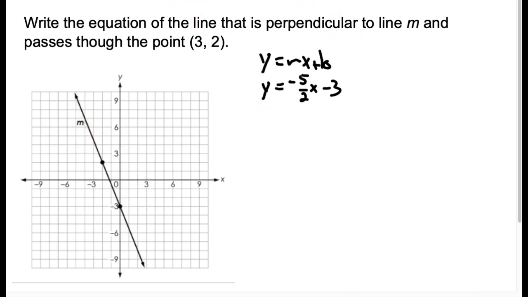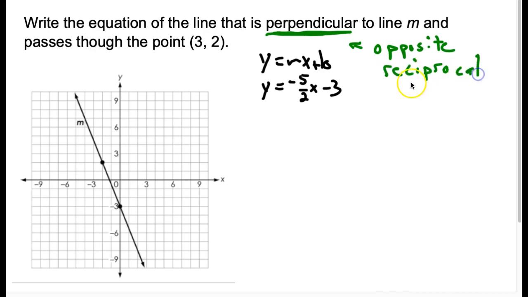Now, I want to write the equation of a new line that is perpendicular. Perpendicular, remember, means opposite reciprocal slope. So the slope of my old line was -5 over 2. The opposite means change the sign, so since it was negative, my new slope is going to be positive. And reciprocal means flip the fraction. So the opposite reciprocal of -5 over 2 is positive 2 over 5.